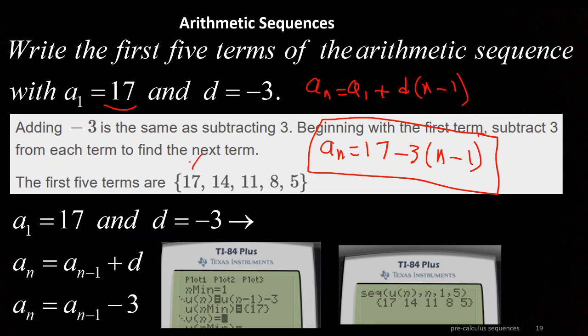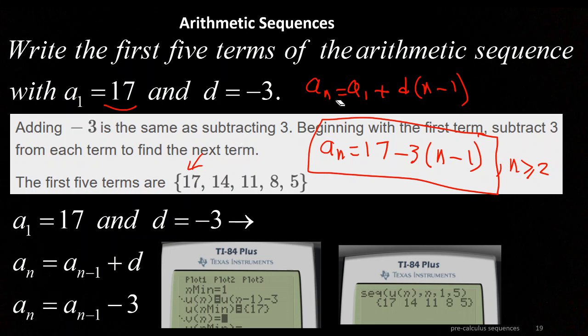If you start with 17, the next one is when you put 2 in here, right? So this formula is good for n greater than or equal to 2, because when n is 1, we already know what A1 is. We're not going to use this formula, right?